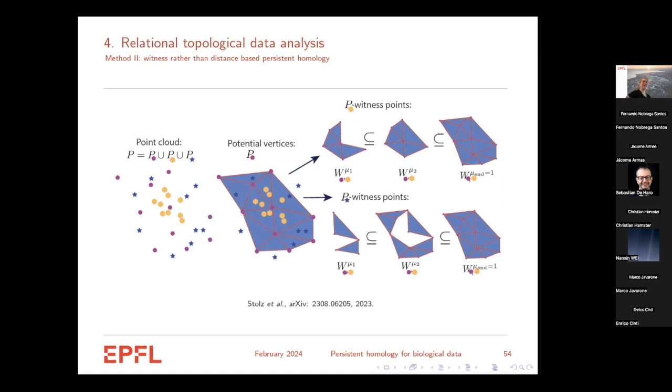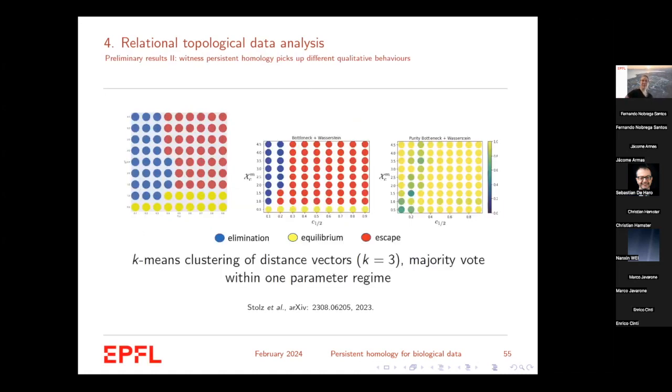And the idea is that then you can take distances between the barcodes, which really reflect the effects of the different witness cell types. If we then use these distance vectors for clustering, on the left we have expert annotation from this model. Then in the middle, we have fully automated clustering on the distance vectors from the multiplex witness filtration. And you can see that there's quite a good overlap in this. The only differences are in these boundary regions between different qualitative behaviors.